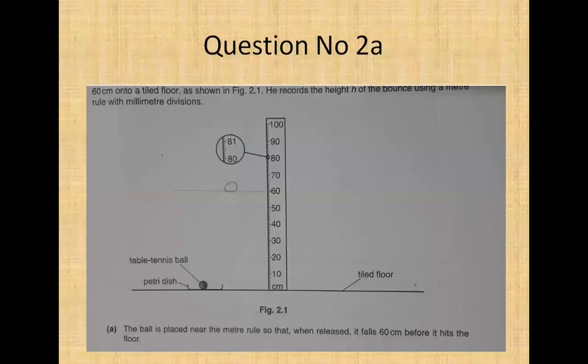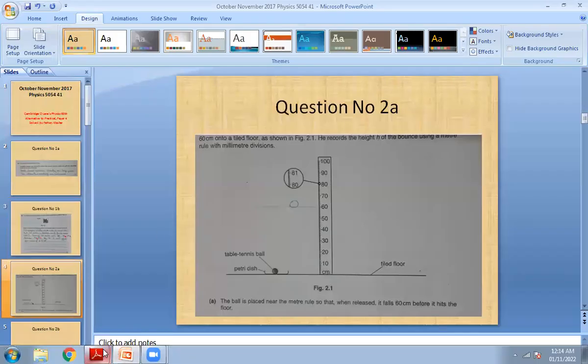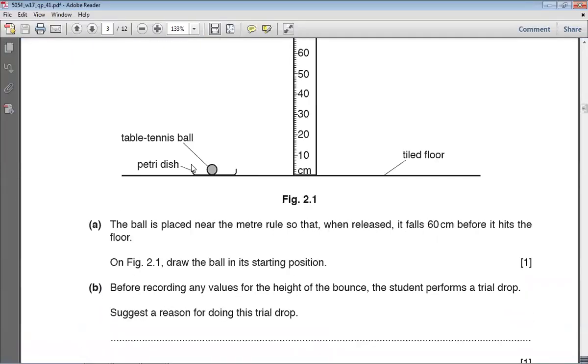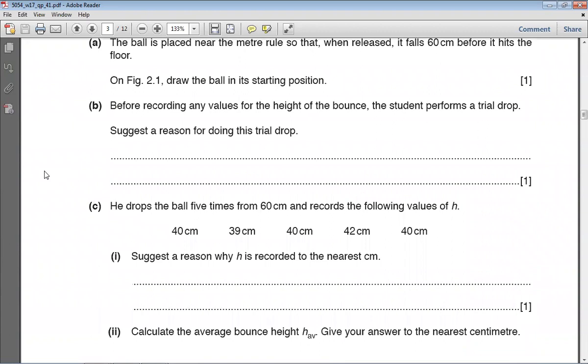So here you can see 60 centimeter, and here I have drawn a ball. Hopefully you understand. Okay, so it was a 1 mark question. Before recording any values for the height of the bounce, the student performs a trial drop. Suggest a reason for doing this trial drop.